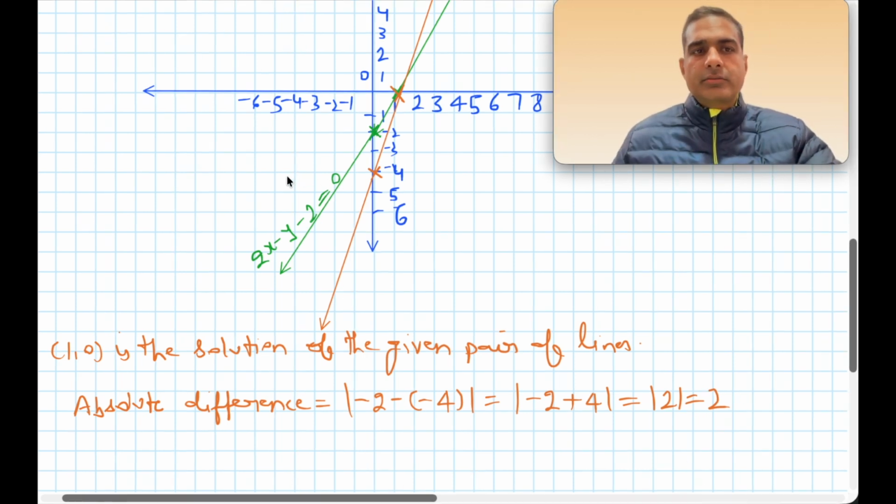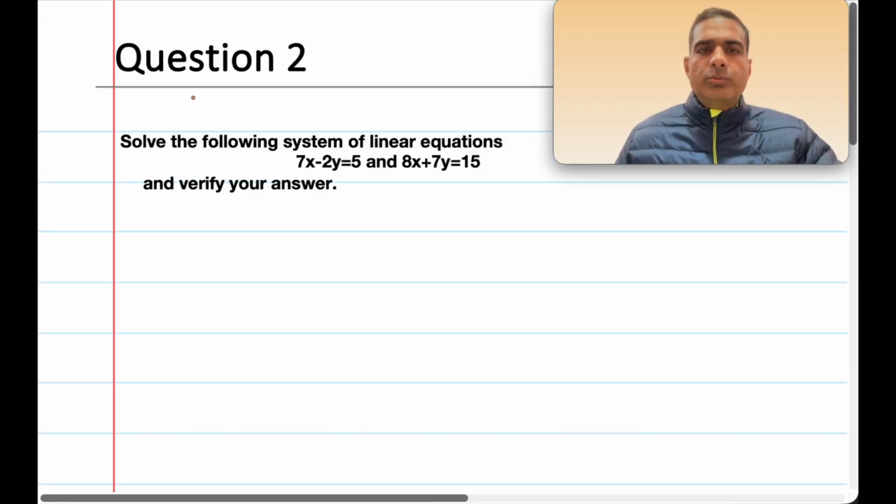Okay, so let's move to the next question, question number 2. Solve the following system of linear equations: 7x minus 2y is equal to 5 and 8x plus 7y is equal to 15, and verify your answer. No particular method has been asked in this question, so we can use any method according to our comfort. In this case, I will be using the elimination method to solve this question.